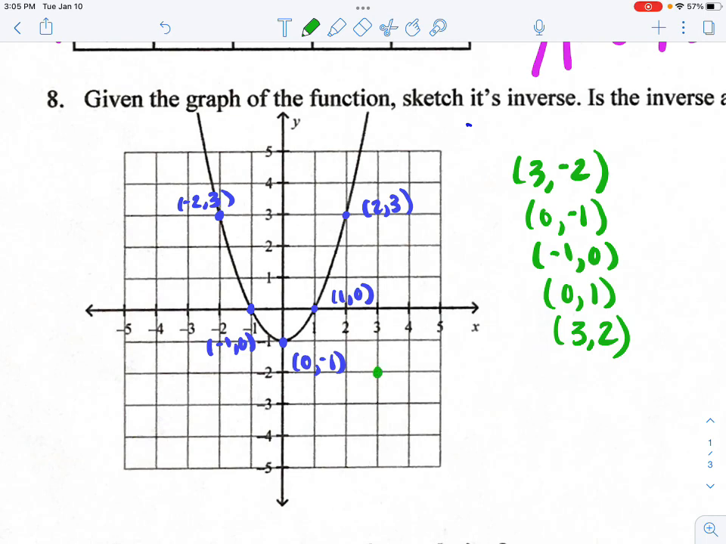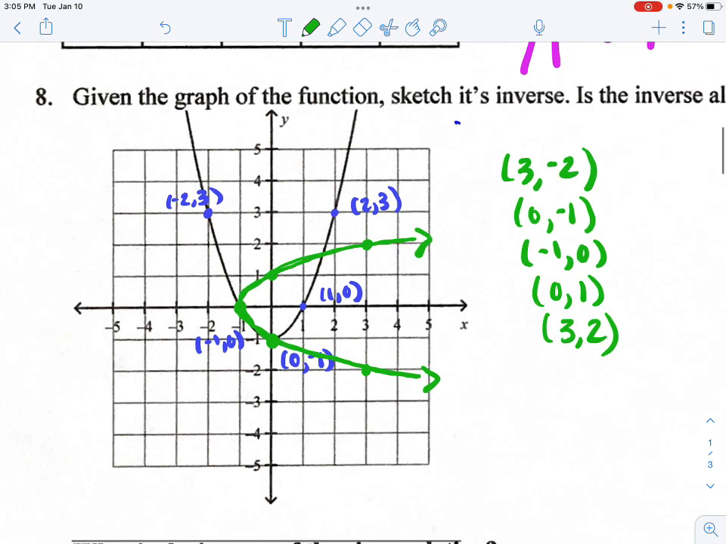All right, so let's see what we got. 3 and -2 is here. 0 and -1 is here. Remember, we will have some overlap, and that's okay. -1 and 0 is here. 0 and 1 is here. And 3 and 2 is here. So what's happening on this graph is my parabola basically just turned sideways. Y'all know I can't graph on this thing. So that's the graph of my inverse, that green graph.